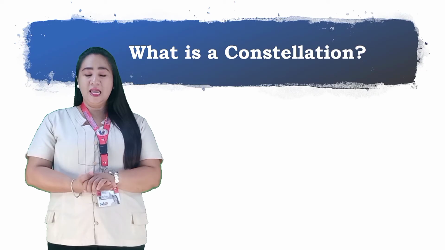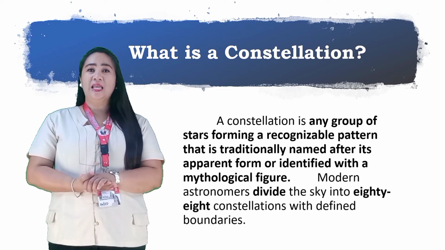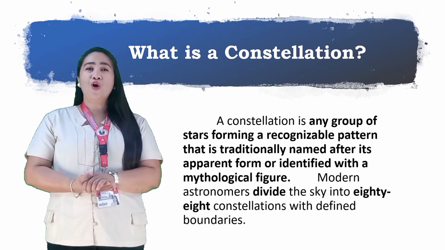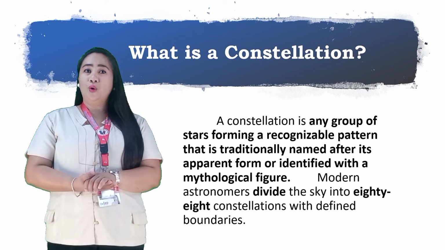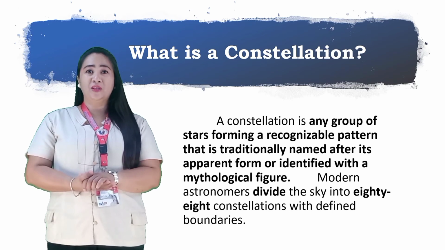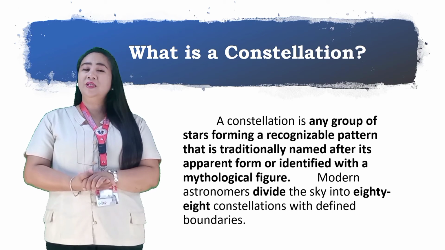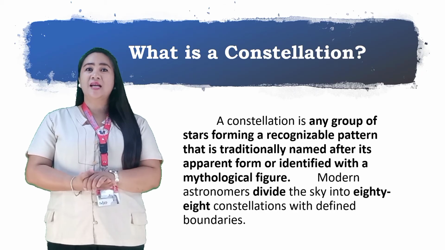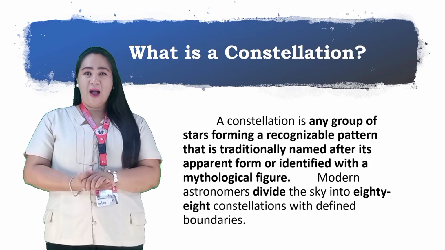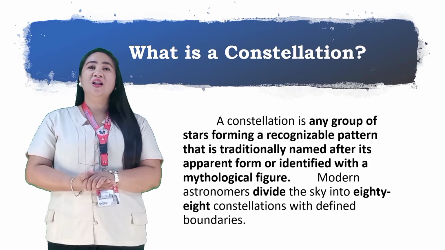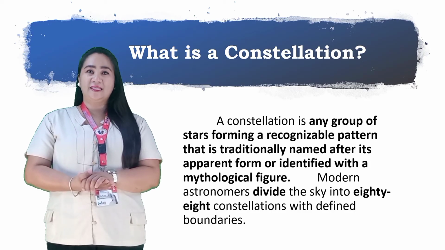What is a constellation? A constellation is any group of stars forming a recognizable pattern that is traditionally named after its apparent form, or identified with a mythological figure. Modern astronomers divide the sky into 88 constellations with defined boundaries. Color and temperature of selected stars.